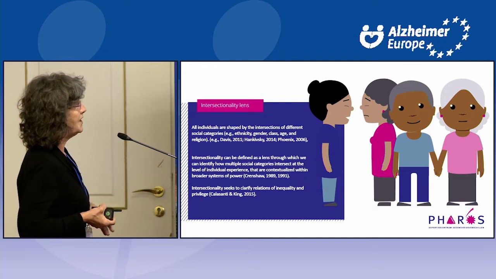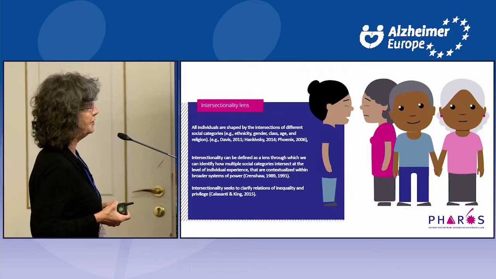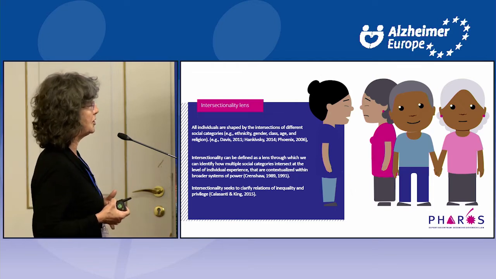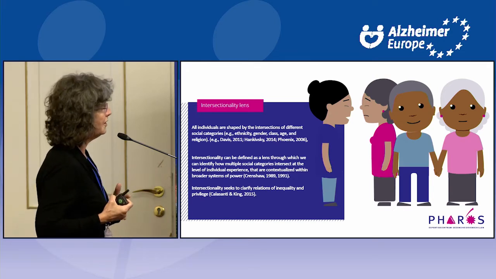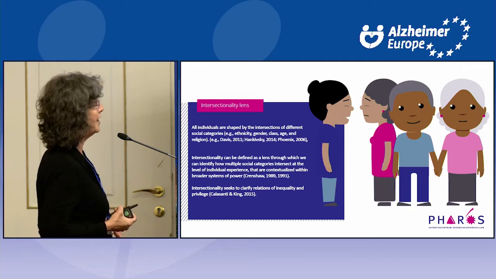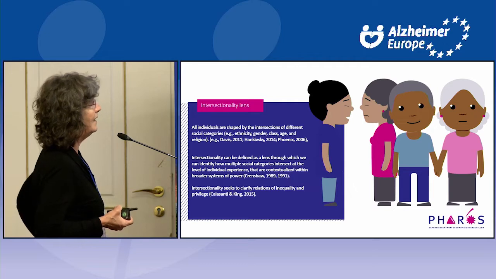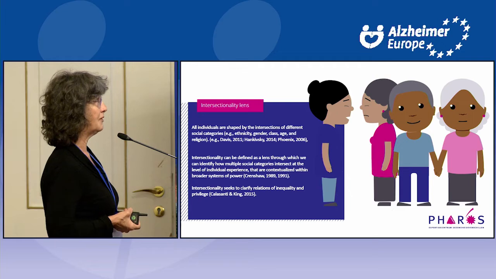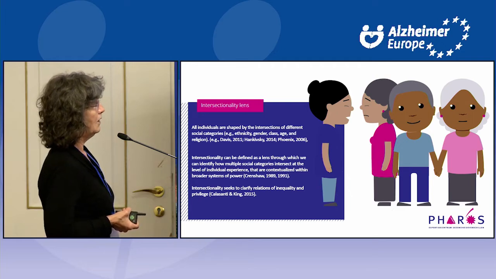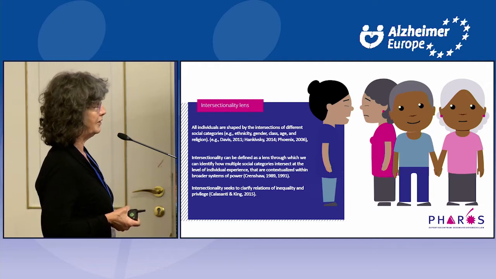It can also be defined as a lens through which we can identify how multiple social categories intersect at the level of the individual experience. So it's all about the experience. It's not necessarily about the formality, the structure, but how these categories are actually experienced within a broader system of power. And Huerrem gave a very nice illustration of that power system. But most of all, it seeks to clarify relations of inequality and privilege.